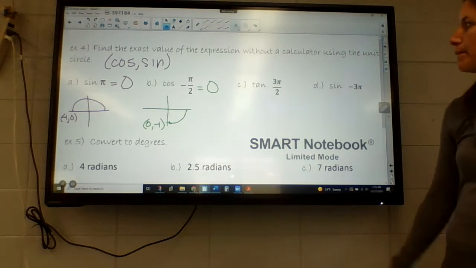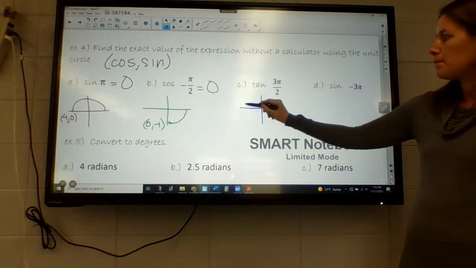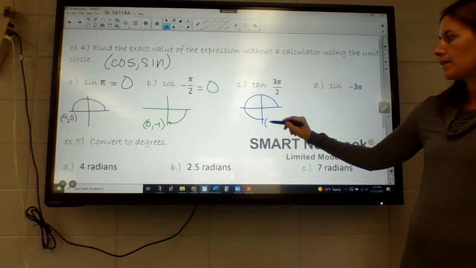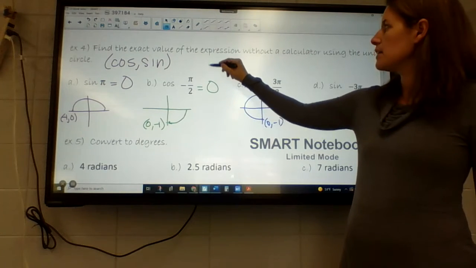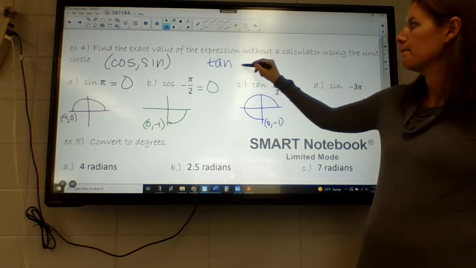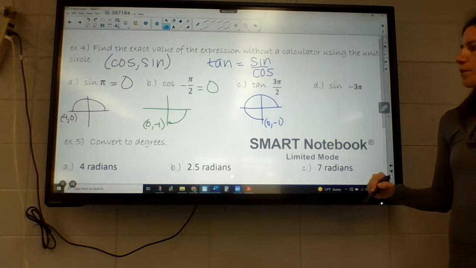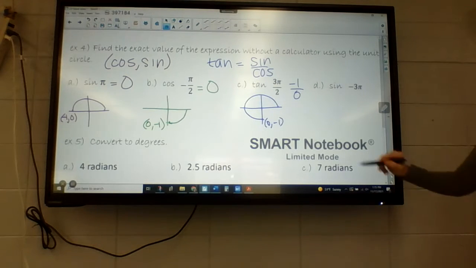Tangent of 3pi/2. So 3pi/2 is here. Now remember that tangent is sine over cosine. So we're putting -1/0. So what did we say that was? Undefined.